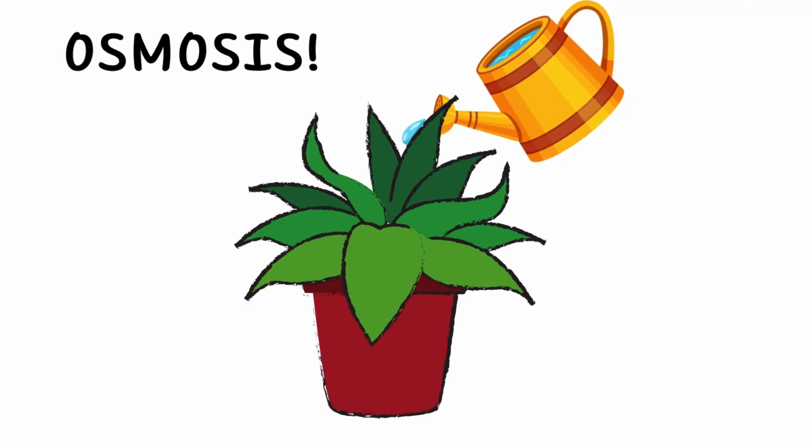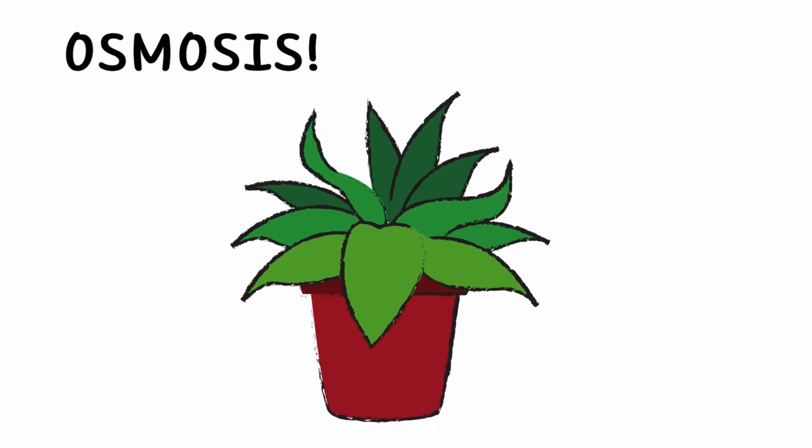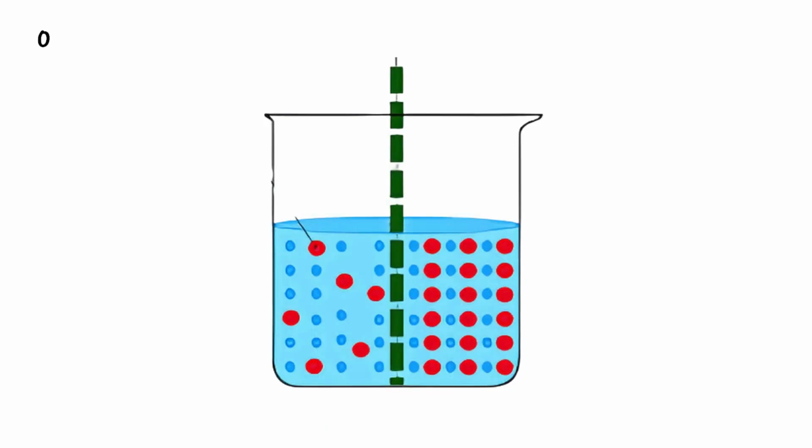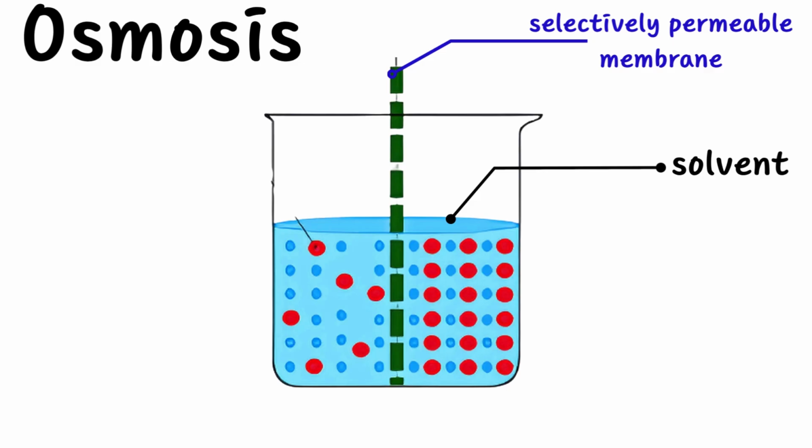By the end of this video, you'll know what osmosis is, how it works, and why it's a big deal for all living things. Let's start with a simple definition. Osmosis is the movement of a solvent, usually water, across a selectively permeable membrane. Now, that seems like a big word, but no worries. A selectively permeable membrane is just a barrier that acts as a filter. It lets water molecules pass through but blocks bigger molecules like sugar or salt molecules. These bigger molecules are called solutes.